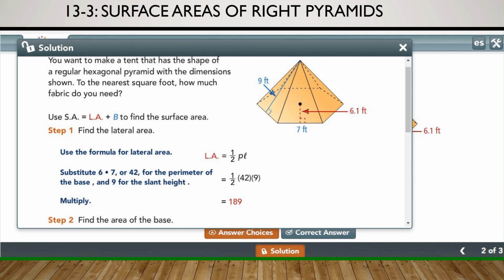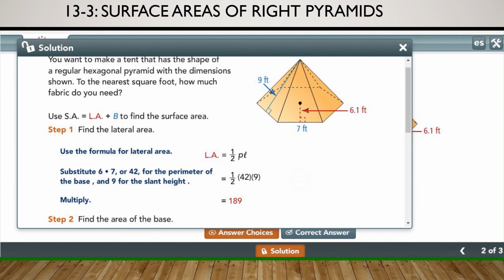We have to find the perimeter of the base. If we look here, one side is 7, and then all you have to do is 7 times 6, which is 42. And then the slant height is the height of the triangle. If you were to fold it out as a net, the height of the lateral face, which is 9. And then we multiply all that together. We get 189, and don't forget your units, that's feet squared.